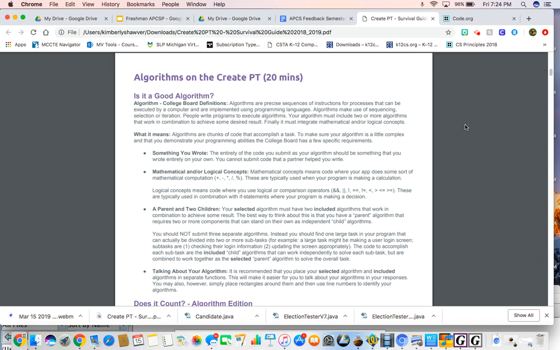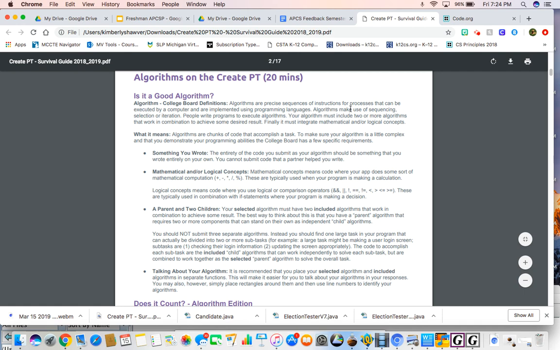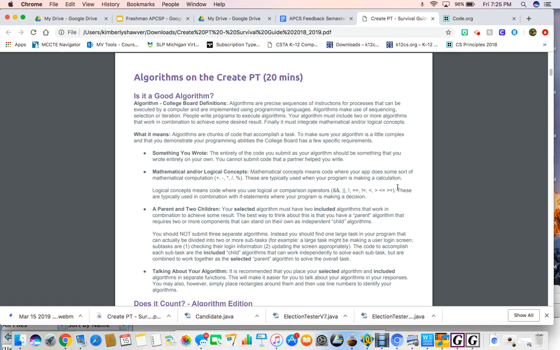So before we start the next AP question, I want to refer you to the Create Survival Guide. And it talks about algorithms. Algorithms are precise sequences of instruction for processes that can be executed by a computer and are implemented using programming. They make use of sequencing, selection, or iteration, and that is something that you've been hearing about.